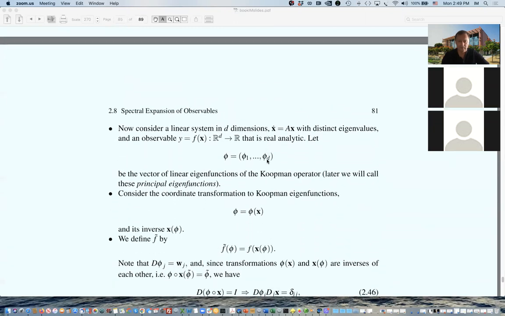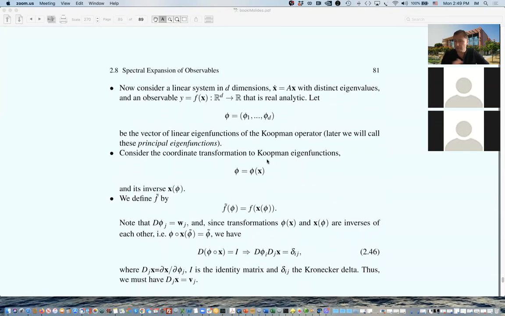All right. So now we are going to expand this story, and you will see that we are going to obtain a very similar and yet more general set of results. So we are going to consider a linear system in d dimensions, x dot is equal to Ax. We're going to assume distinct eigenvalues, and we're going to assume an observable y equal to f of x that is real analytic in x. What that really means, what I'm asking for here, is that I can expand the observable f in its Taylor series everywhere.